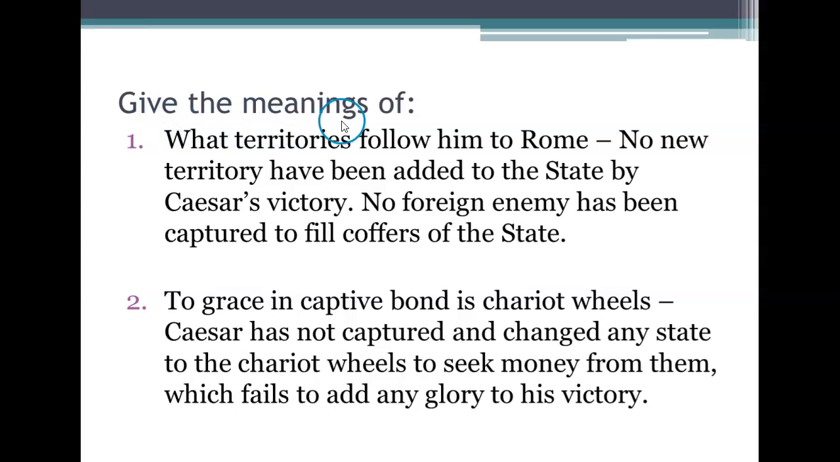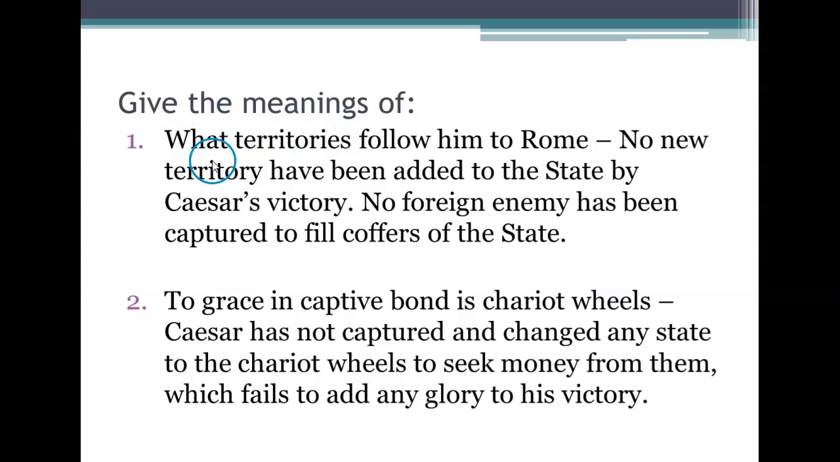Next question, give the meanings of. Now this is something new which has come up. In the previous MOV, we did not have these kinds of questions like give the meanings of. Now here you are having this. That means you might have them in your examinations as well. So please understand it in a better way.